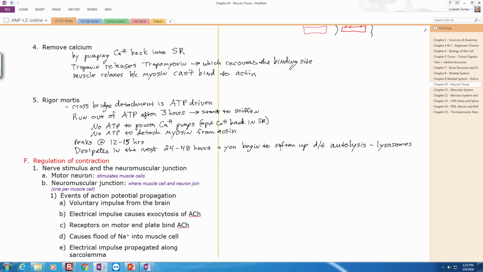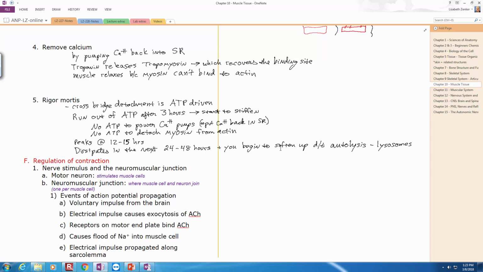So if you stop making ATP because oxygen is no longer available, your mitochondria is not making ATP. Now you have no ATP to make your myosin head let go. It takes a few hours for that to happen, and that's why you'll start to stiffen in about 3 to 4 hours. That's when the stiffening starts. There's also no ATP to power the calcium back into the sarcoplasmic reticulum. So you've got calcium sitting out there where you can't get it back in, and no more ATP to make your myosin head let go. Those are both the things that end up stiffening you up.